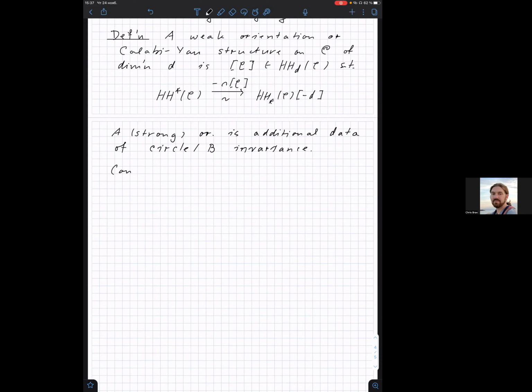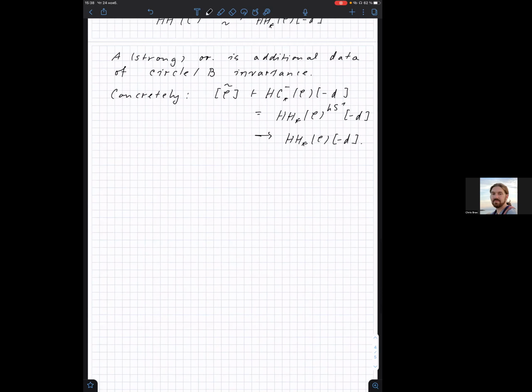And concretely, if you want an explicit complex that describes this, what this means is that this fundamental class should lift to, and you should provide the lift, not to Hochschild homology, but to negative cyclic homology. So this is more or less by definition the circle invariance on Hochschild homology. And so I can forget that something's invariant and get just the usual Hochschild class. And so I want a lift of the fundamental class to an invariant fundamental class.